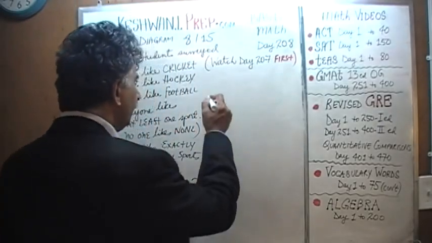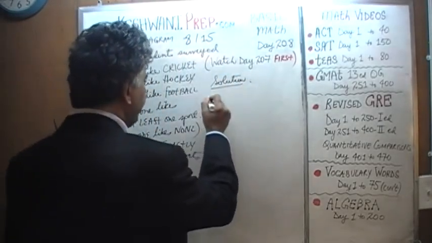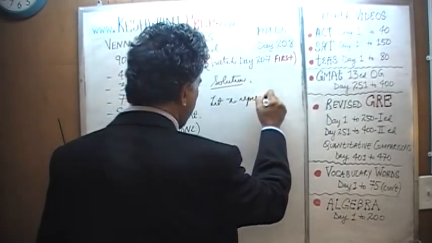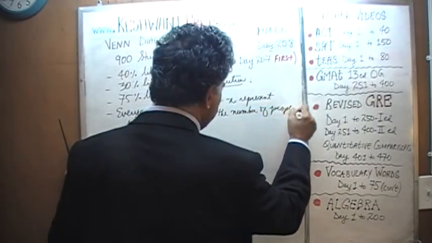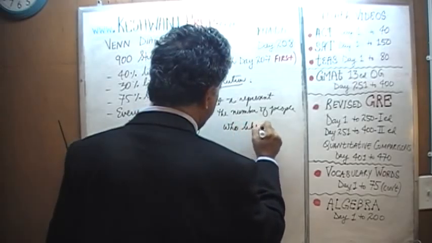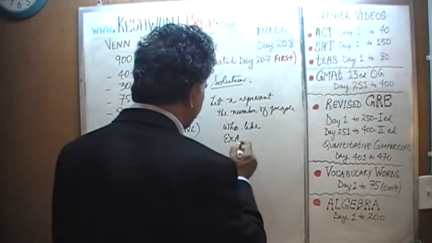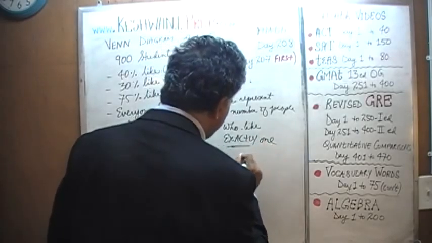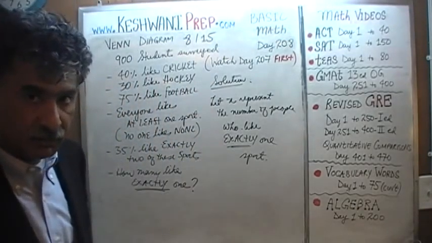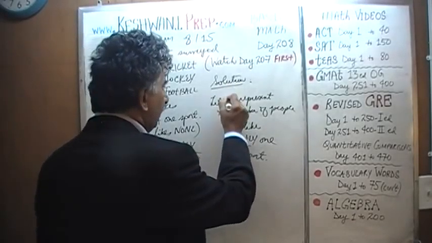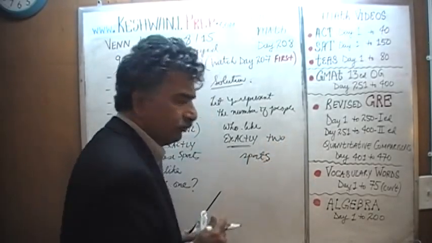Now, when we are solving something algebraically, the very first thing we have to do in any problem is to define a variable. So here's our solution. First, we're going to define our variable. Let x represent the number of people who like exactly one sport. That's our variable x. But since I don't have the room, I'm going to erase this and continue with the next one.